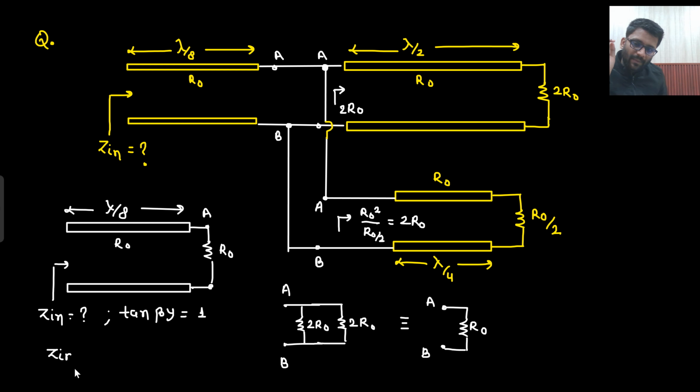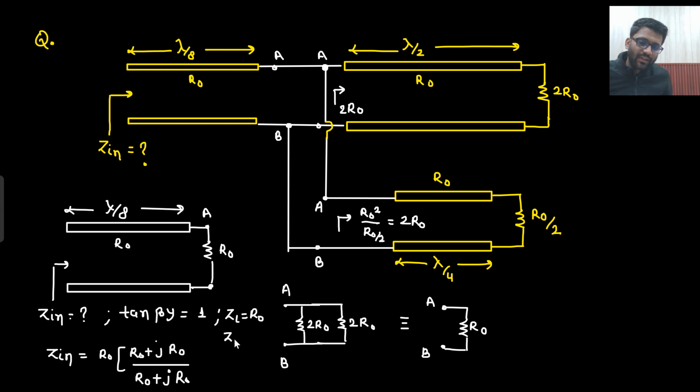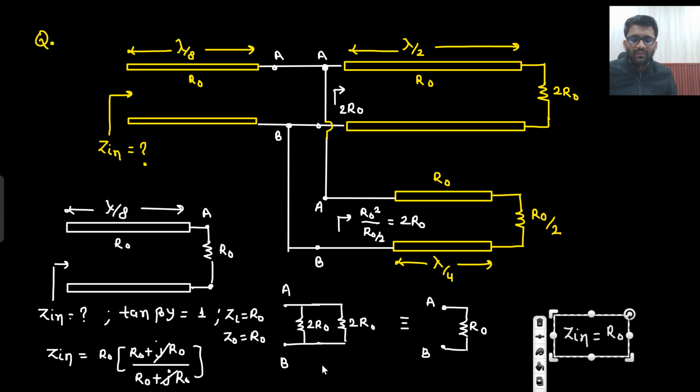So what will be my Zin? Zin will be Z0, what is my Z0? R0, times ZL plus jZ0 upon Z0 plus jZL. Basically ZL and Z0 are both equal now. Both are R0 only. ZL is also R0. So this term and this term get cancelled. So what is the value of Zin? Zin is equal to R0. That's it. That's the answer.